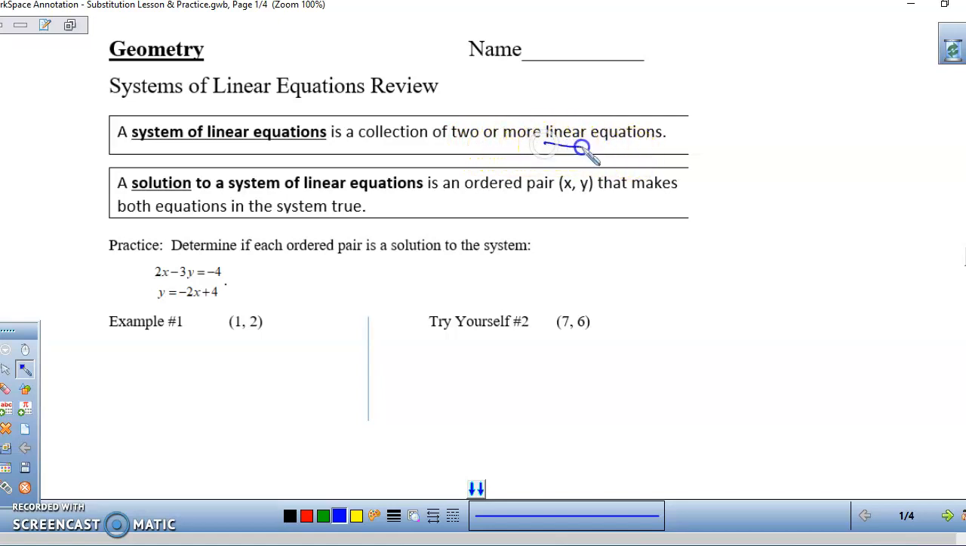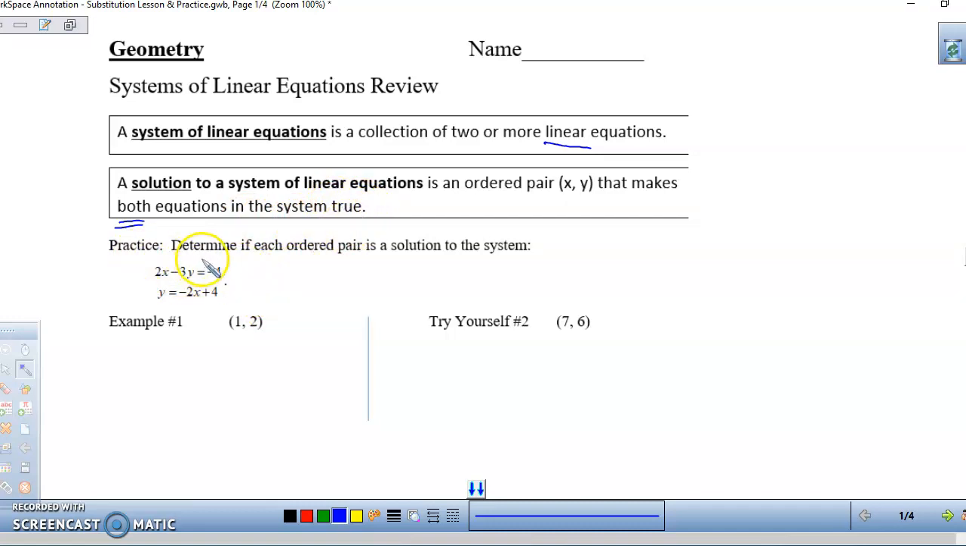Linear, you can tell an equation is linear if it's just the x and the y. There's no x squared, there's no y to the third, there's no other power. You just have an x and a y. So a solution to a system of linear equations is an ordered pair, so a point, that makes both equations true. So it has to be true for both. And therefore, if it's for both equations, then the system would be true.